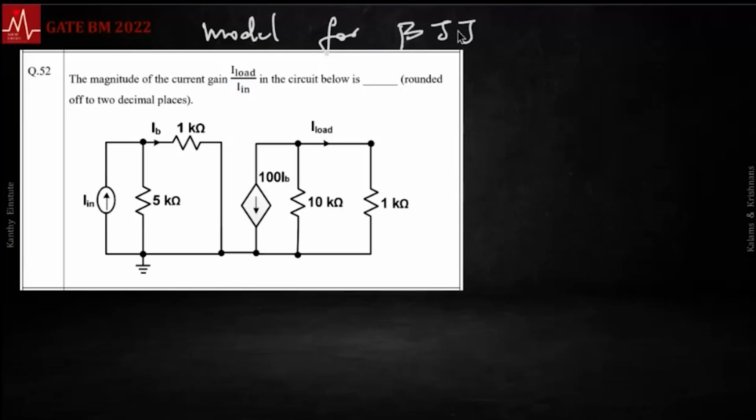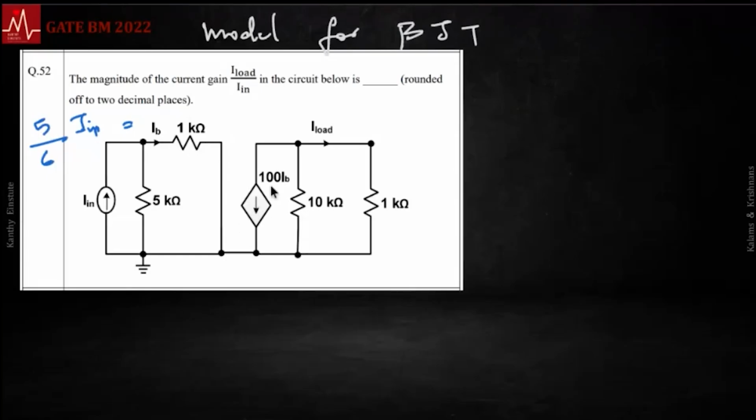Electrical circuits is fairly easy, right? So the current IN comes in here. It gets split between the 5 kilo ohm and the 1 kilo ohm. I can write this IB to be a fraction of IN. What fraction? Current division, right? So total is 5 plus 6 in the denominator, and more current goes through the 1 ohm resistor. So 5 by 6 into I.